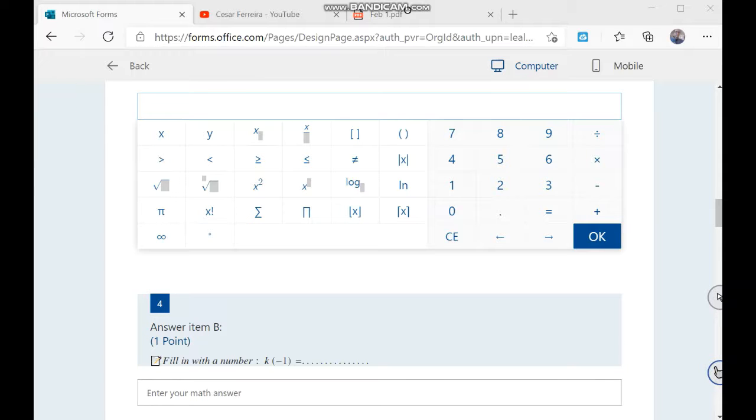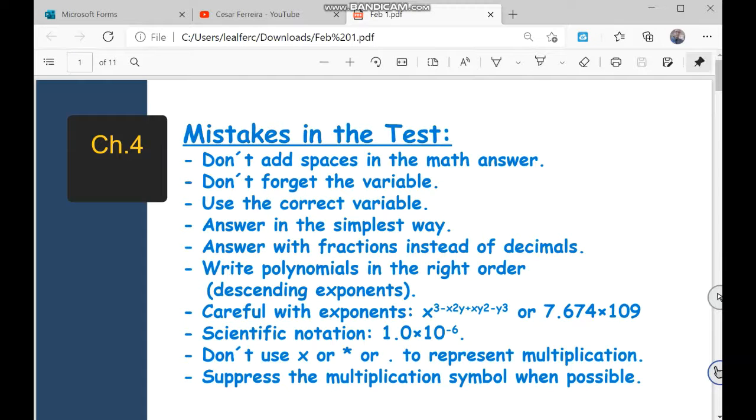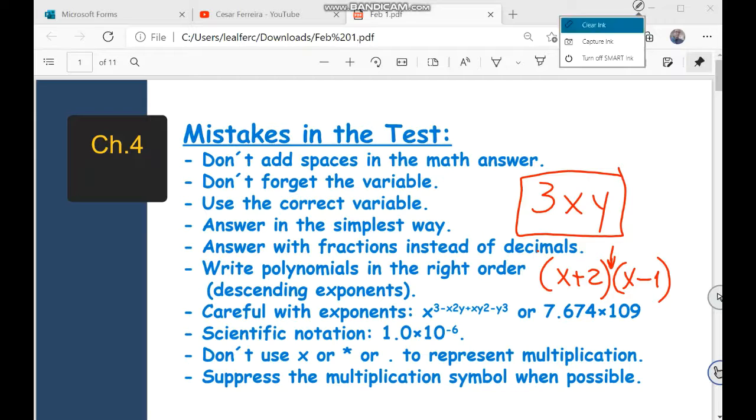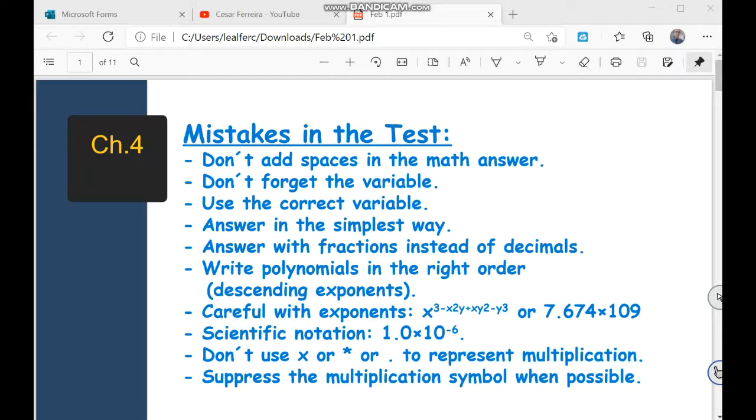Because most of the time, you don't need to use anything at all. You have to suppress the multiplication symbol whenever possible. Let's say 3xy. You're not going to represent 3 times x times y, right? No. You're going to represent like this, 3xy. No multiplication symbol. Same thing if you have to factor out and you have parentheses. It's x plus 2 times x minus 1. You suppress the multiplication sign here in the middle. Don't need. That's it.